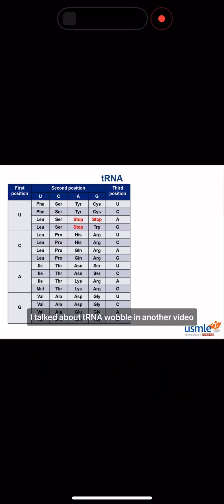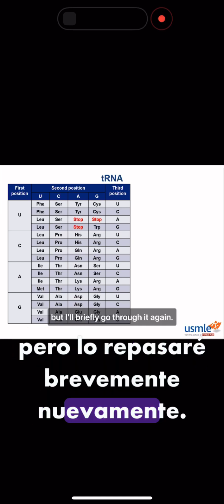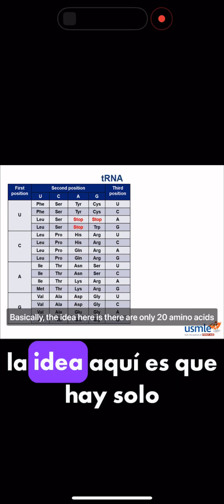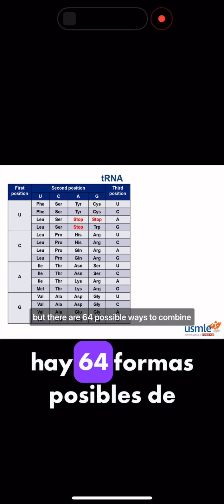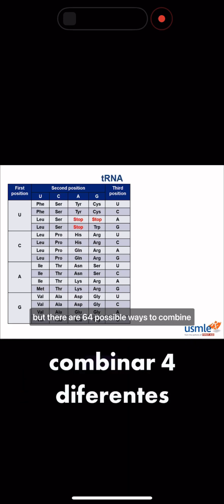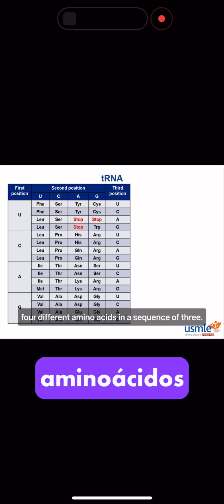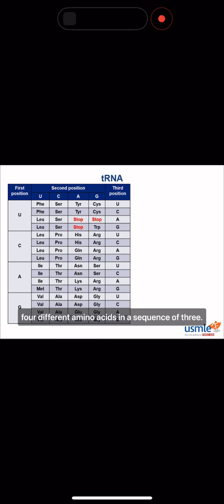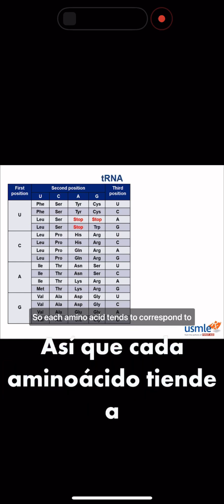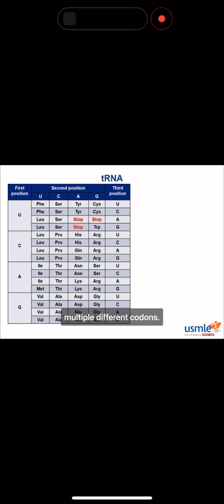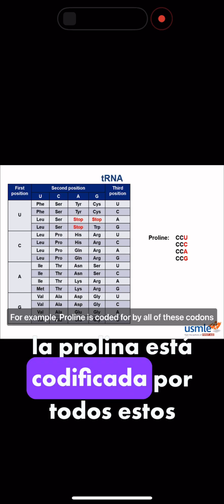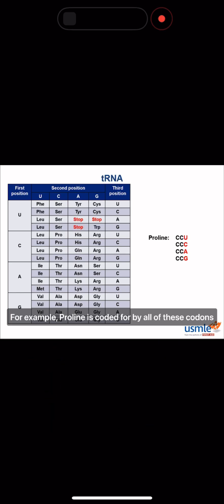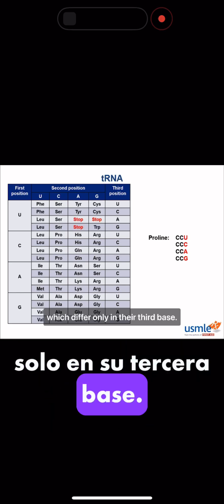I talked about tRNA wobble in another video, but I'll briefly go through it again. Basically, the idea here is there are only 20 amino acids, but there are 64 possible ways to combine 4 different nucleotides in a sequence of 3. So each amino acid tends to correspond to multiple different codons. For example, proline is coded for by all of these codons, which differ only in their third base.